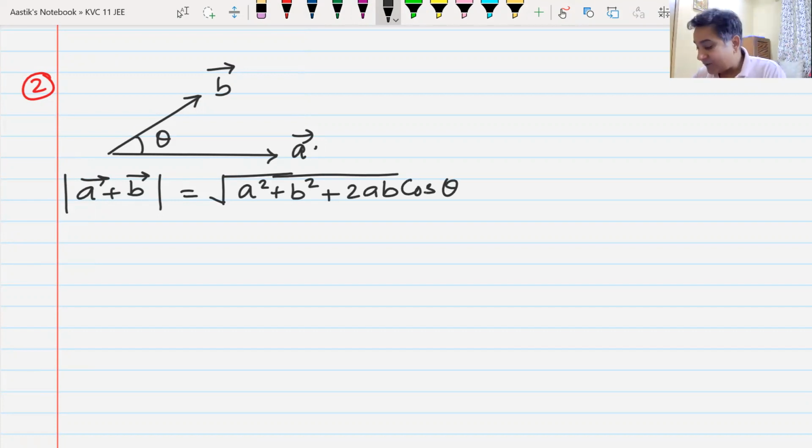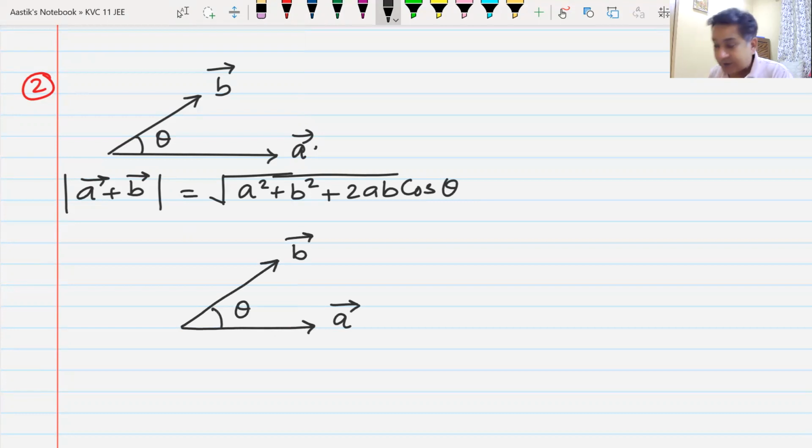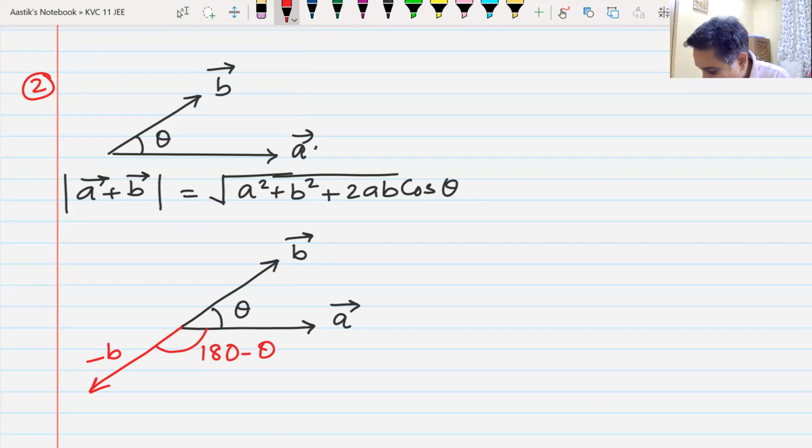But if I have to do A vector minus B vector, then what will I do? So this is my A vector. This is my B vector. I hope everyone can see this. This angle is theta. But if I have to do A vector minus B vector, what I need to do, bacha, is put the negative of B over here, opposite to B. Do we understand this? Now the angle between A vector and negative B vector becomes 180 minus theta. Do we understand this?